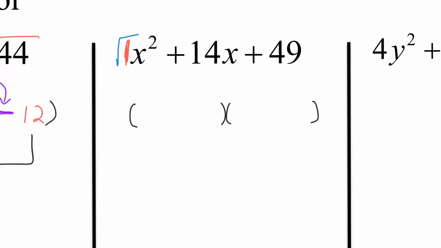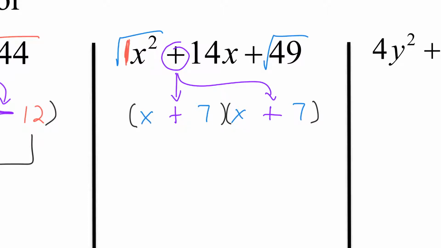When you take the square root of 1x squared, that's going to be 1x, 1x. So you put those x's at the beginning of the parentheses. And when you take the square root of 49, it's going to be 7, 7. And the middle term is positive. So I'm going to put a plus right here and a plus over here. So now you just rewrite your binomial, x plus 7 squared.